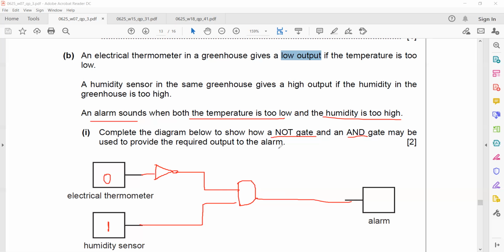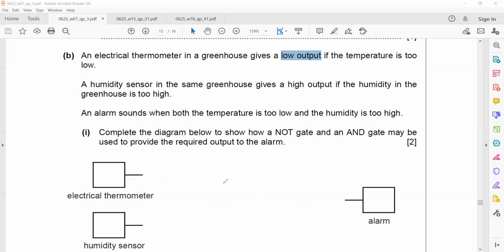no, not NAND gate. It's not a NAND gate. It is separate because they mentioned complete a diagram to show how NOT gate and AND gate may be used. So you have NOT gate and AND gate. So NOT gate is separate and AND gate is separate. NAND gate is a different thing. If you connect a NAND gate here, what will happen?